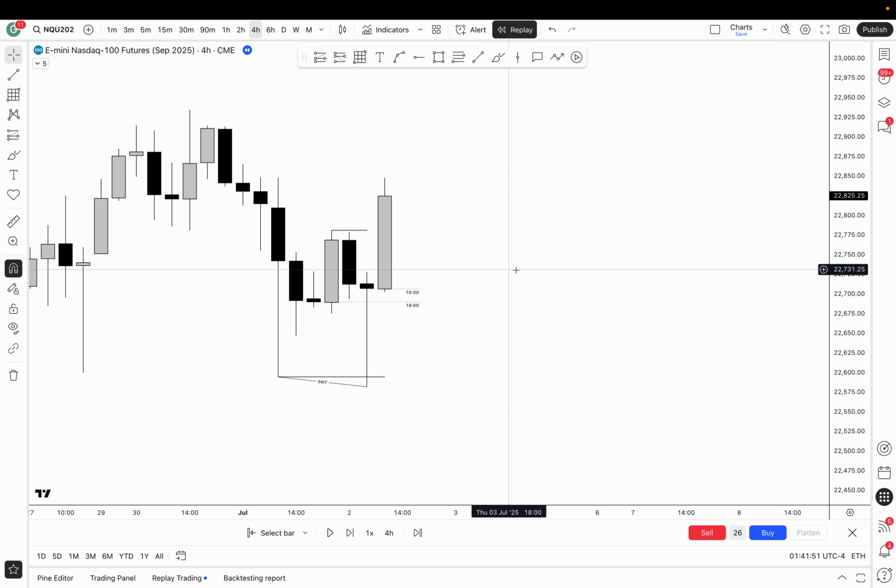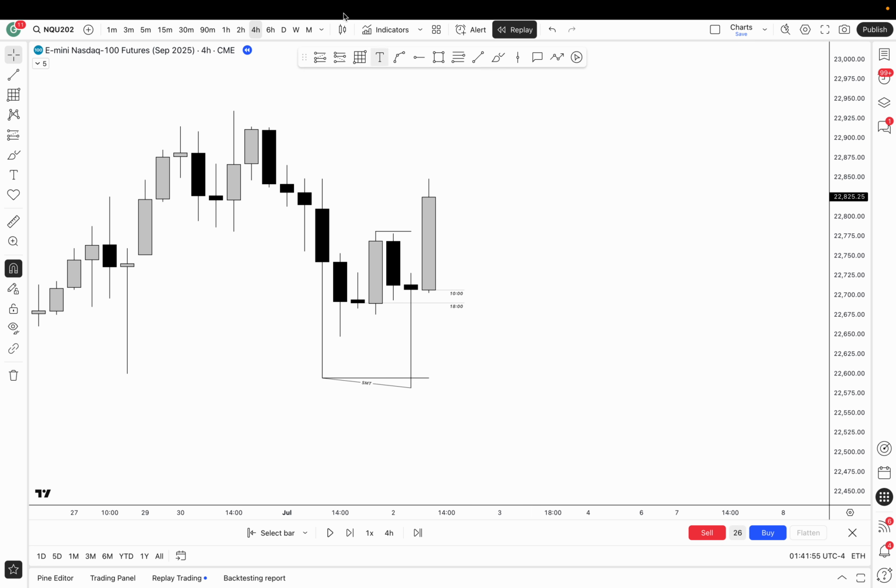So yeah, it's going to be 6 a.m. drivers, SMT. That's how you position yourself, essentially.